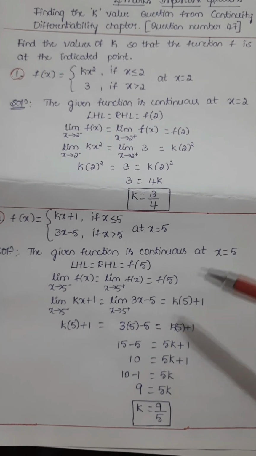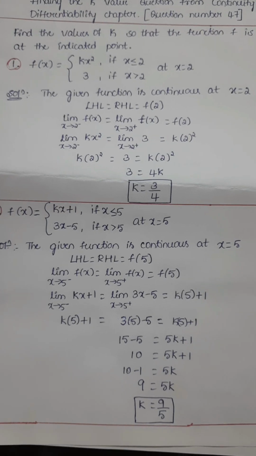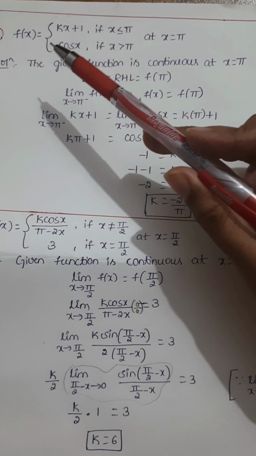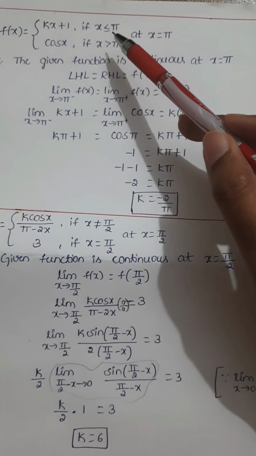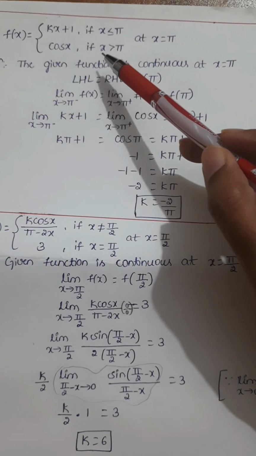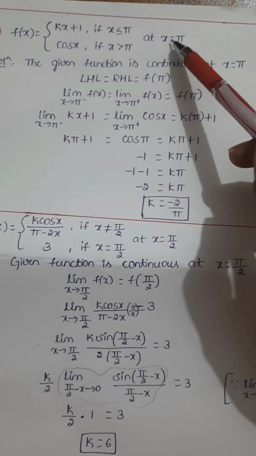So this is about these two questions. Next we'll discuss the third question: f of x is equal to kx plus 1 if x is less than or equal to pi, cos x if x is greater than pi, at x is equal to pi.